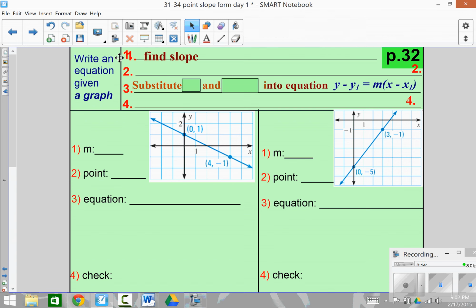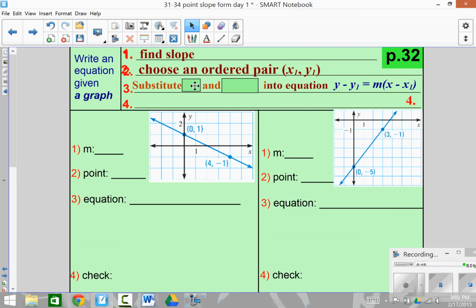First step, identify what the slope is. That might mean using the slope formula, or counting slope on the graph if the graph is given. Step 2, you get to choose what ordered pair you want. Most of these problems will give you 2 ordered pairs. Choose the one that works best for you. I like to choose positives as much as I can.